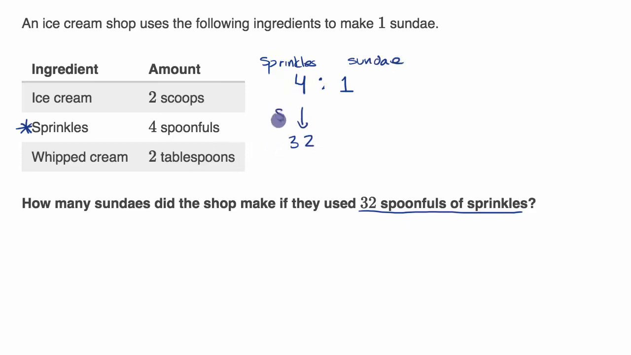So that is 8 times as many. So you're going to be able to create 8 times as many sundaes. So you're going to have 32 spoonfuls of sprinkles for every 8 sundaes. So how many sundaes did the shop make? Well, they made 8. Let's do one last example.